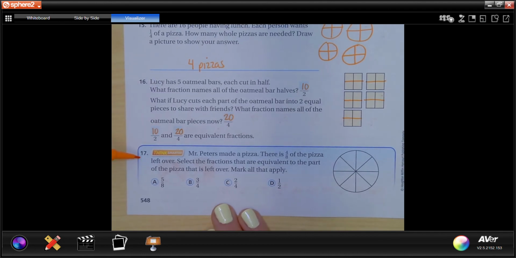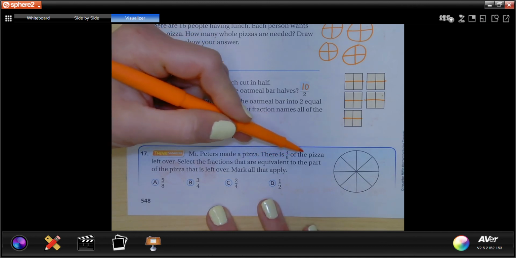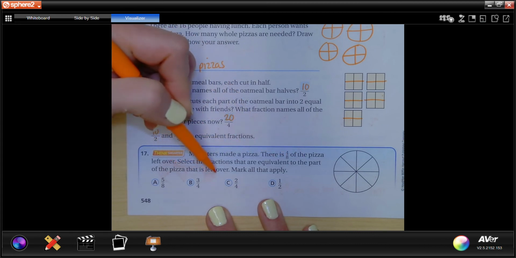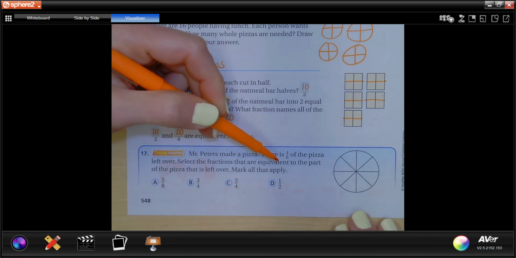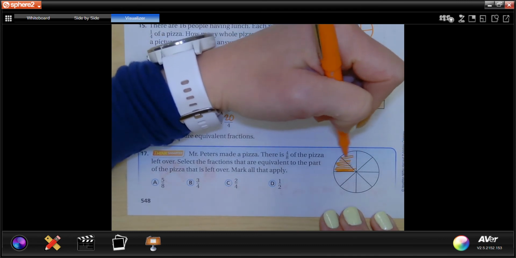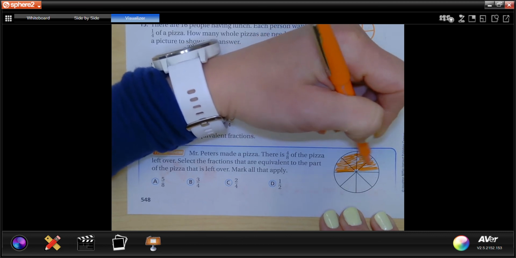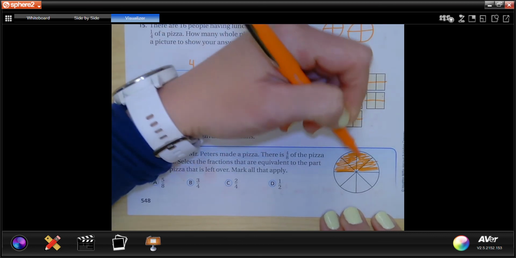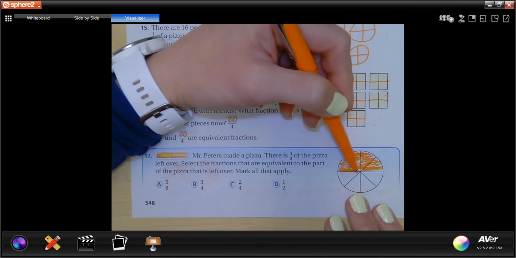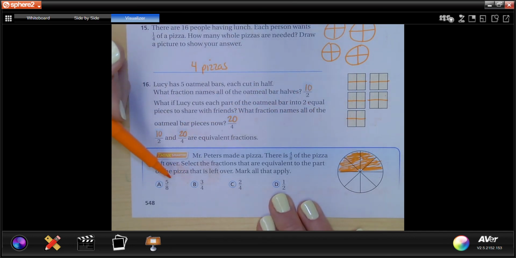And number 17. Think smarter. Mr. Peters made a pizza. There is 4/8 of the pizza left over. Select the fractions that are equivalent to the part of the pizza that is left over, and mark all that apply. So 4/8 are left over. 1, 2, 3, 4. All right. So is 5/8 equivalent? Are there 5 out of 8 colored? No, there are only 4 out of 8, so that is not correct.